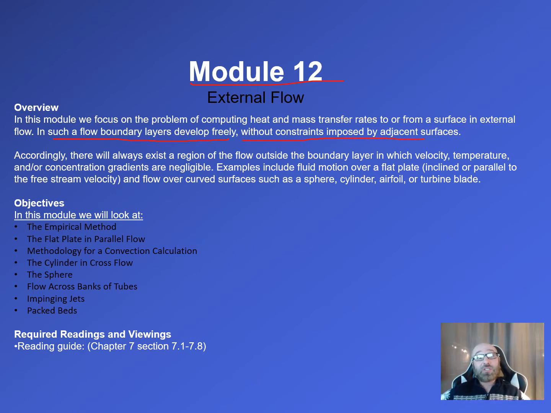Accordingly, there will always exist a region of the flow outside of the boundary layer in which velocity, temperature, and/or concentration gradients are going to be negligible. So that's something we want to pay attention to and see what we can consider negligible for these problems as we start them. Now examples include fluid motion over a flat plate, inclined or parallel to the free stream velocity, and also flow over curved surfaces such as a sphere, cylinder, airfoil, or a turbine blade.